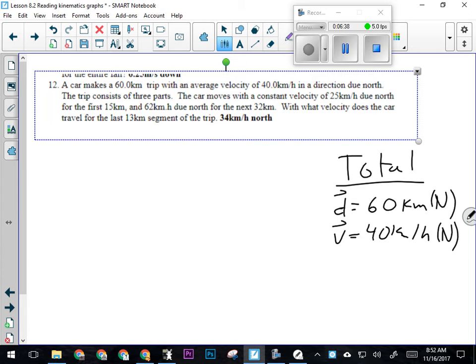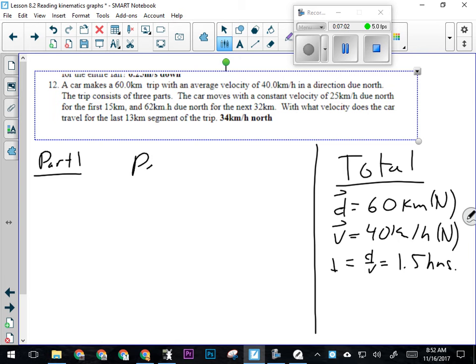The trip consists of 3 parts. So there's what we know about the total. What can I find about the total right now? Time. That's probably a good idea to have the time for the whole trip as well. So if I do d over v, I'm going to find that the whole trip takes 1.5 hours. Everyone okay with that? Now we'll start putting together the pieces of this trip, because what they're going to want is how fast was it going in part 3, right?